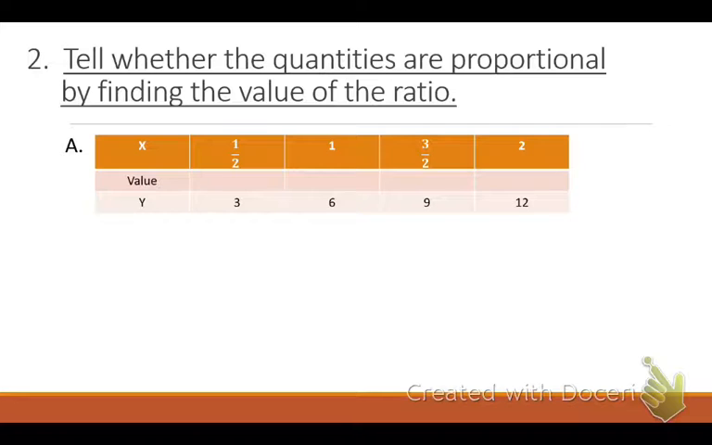All right, let's flip to the next page. Number 2, it says, tell whether or not the quantities are proportional by finding the value of the ratio. So if you look at this right here, this box looks different than the other ratio tables that we've had. Can someone explain to me what is different about this ratio table versus all the other ones we've done before?